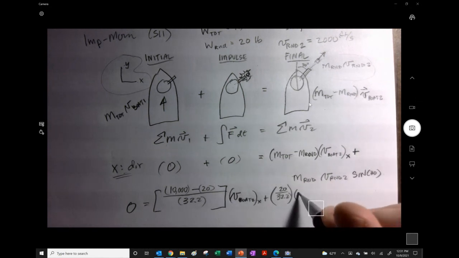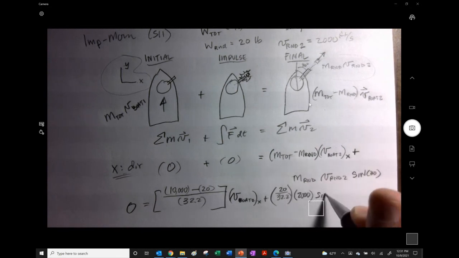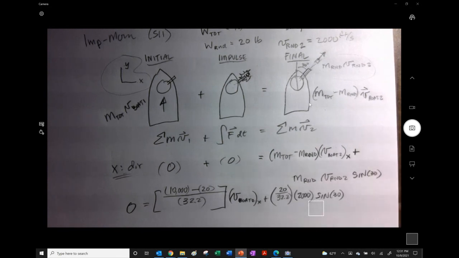And then we know that this is 2,000 and then sine of 30. So we're going to get the velocity of the boat at state 2 in the x direction. Well, it's obviously going to be negative. And so we're going to take our 10,000, subtract out 20, not a big deal there. And then we're going to divide by 20 and 2,000.